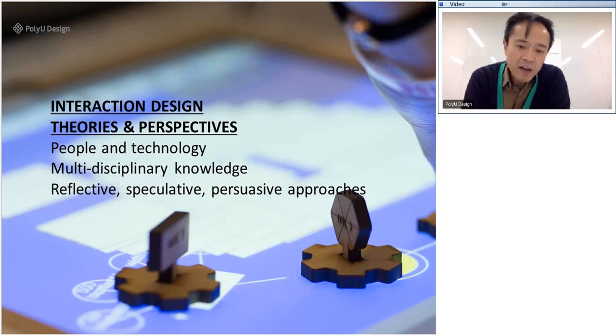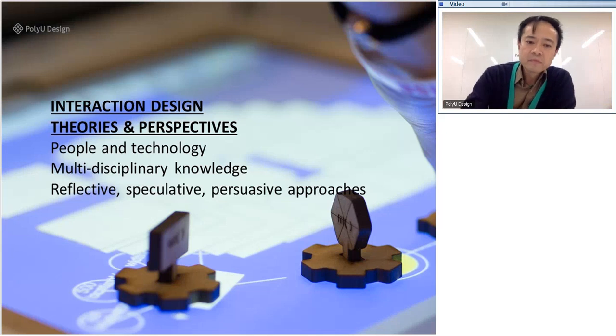We also take a very designerly thinking towards this special relationship between people and technology. What is designerly thinking? Designers always to be reflective, speculative, and sometimes we want to be persuasive in order to make changes in the society and in the world. So, the first part, multidisciplinary. What is multidisciplinary?